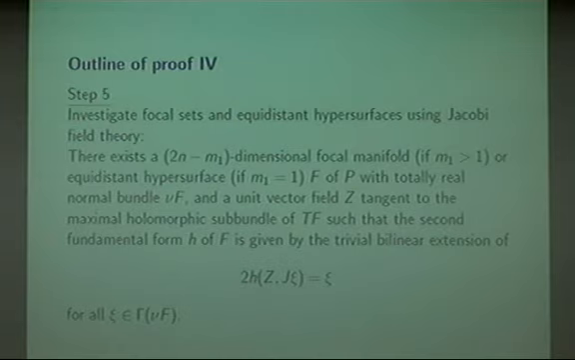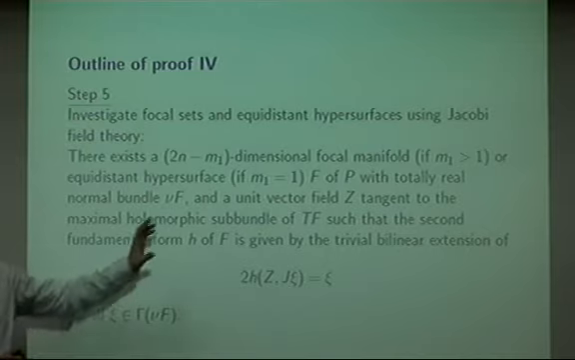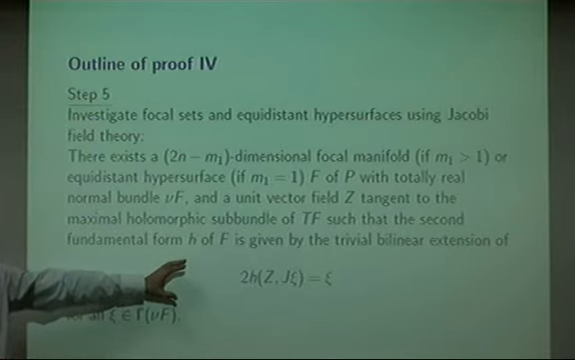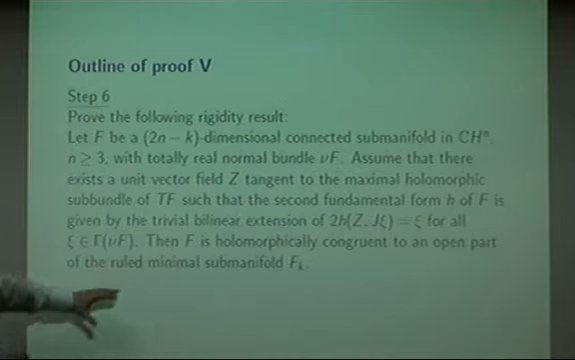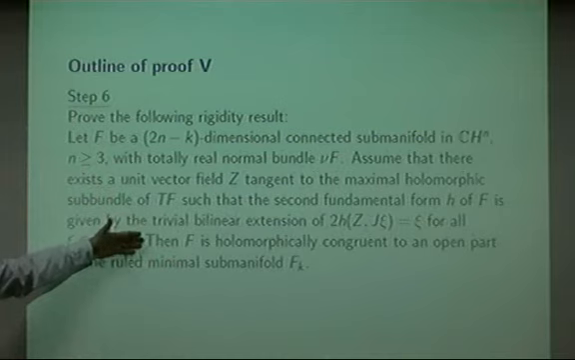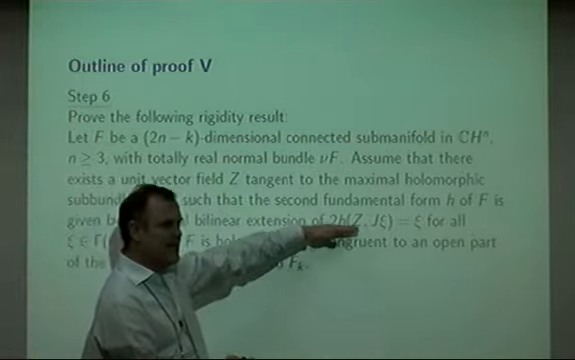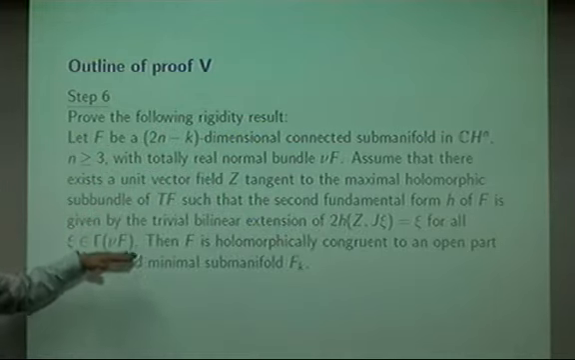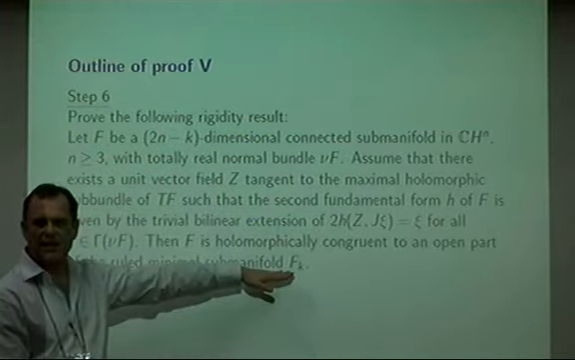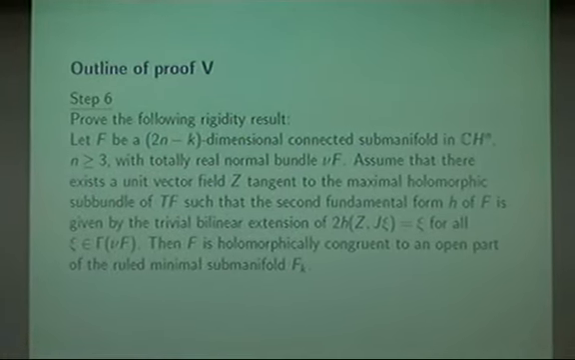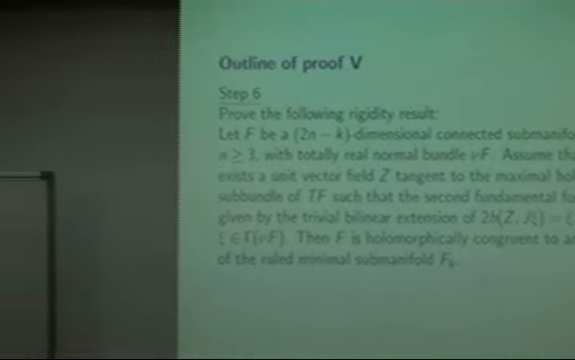But I know one example. This F_k, which I explained before, has exactly this second fundamental form. So the final step is to prove a rigidity result, which says that if one has a submanifold which has exactly these properties, it must be congruent to this submanifold. And this finishes the classification.